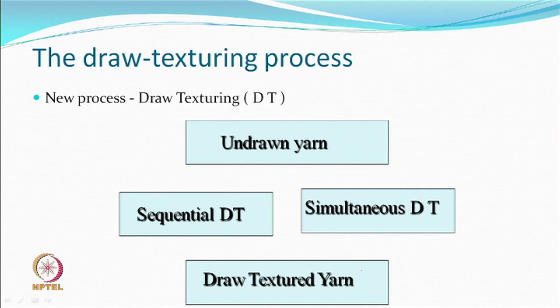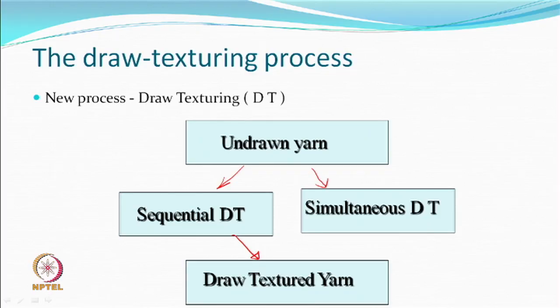So, you can take an undrawn yarn and go through a process called sequential drawing. That means you take an undrawn yarn, have a drawing unit on the machine, and after it has been fully drawn, then you texturize it, and then that will be called a draw textured yarn. So, on the machine you will have a drawing unit and your sequence is first draw, then texturize. So, it is called sequential draw texturing.